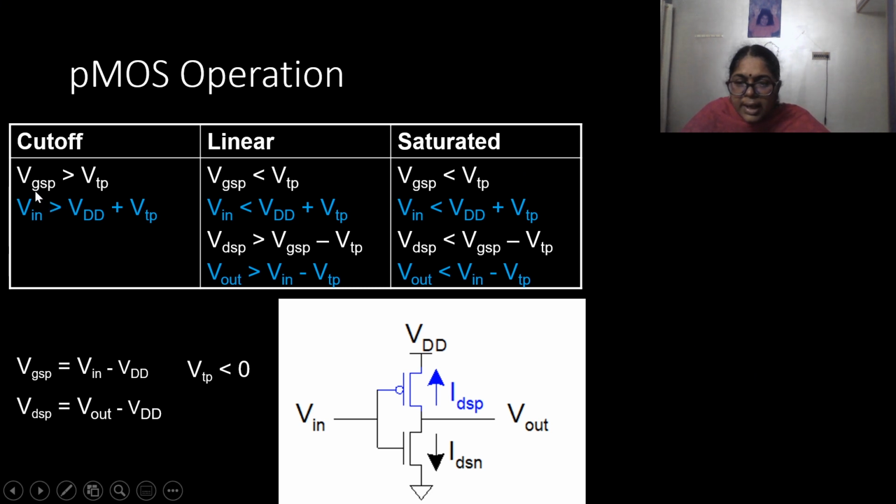What did we do? In place of VGS, we have put Vin minus VDD. So that minus VDD goes this side. So we get Vin greater than VDD plus VTP or Vin less than VDD plus VTP. Here similarly in place of VDS, we have substituted Vout minus VDD, and in place of VGS, we have substituted Vin minus VDD. So VDD on both sides gets cancelled. So we get Vout greater than Vin minus VTP or Vout less than Vin minus VTP.